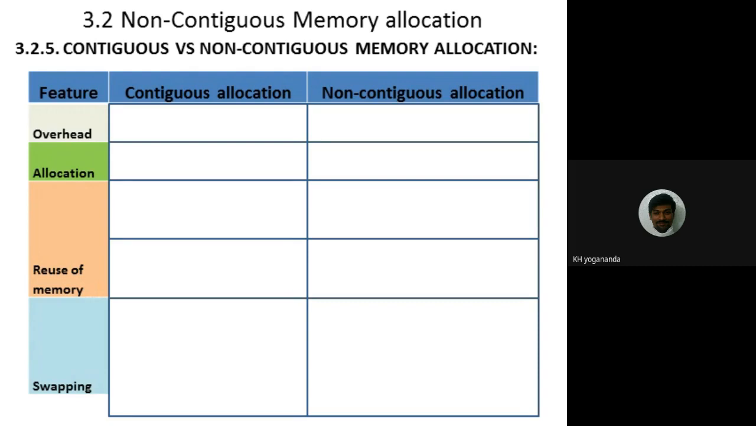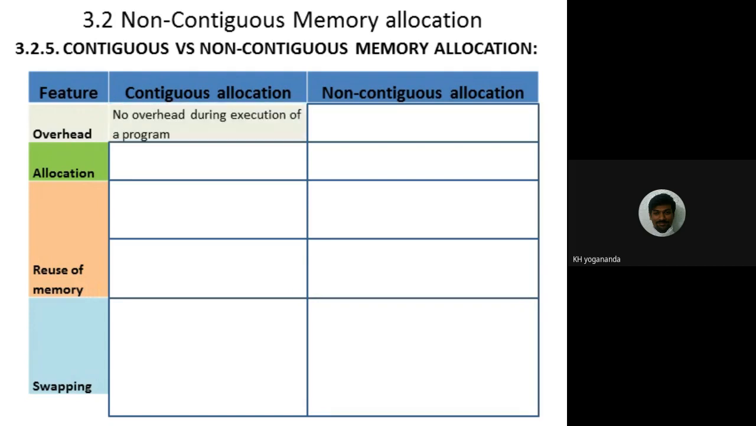Means if any of the process is not in the execution queue or in schedule, that process will be swapped out and placed in a disk, and whenever there is a free memory, that process can be swapped in. Okay, that this we saw in contiguous memory allocation. Okay, let us see the differences.